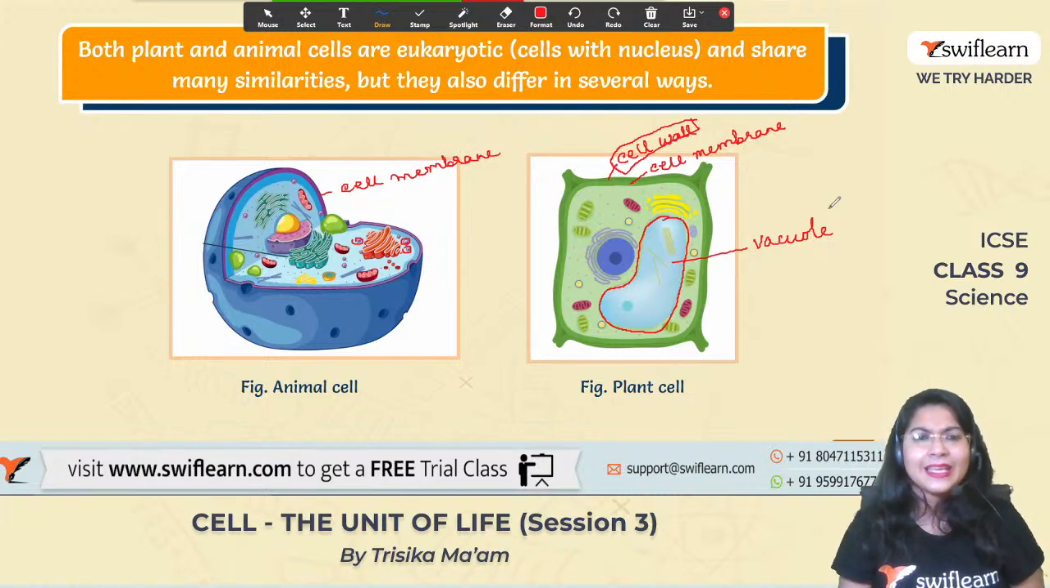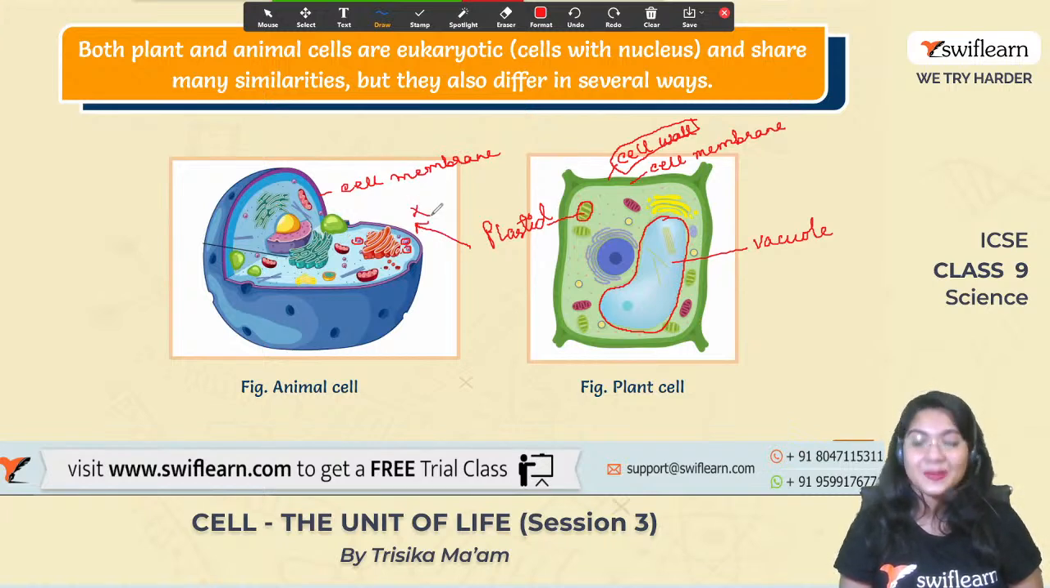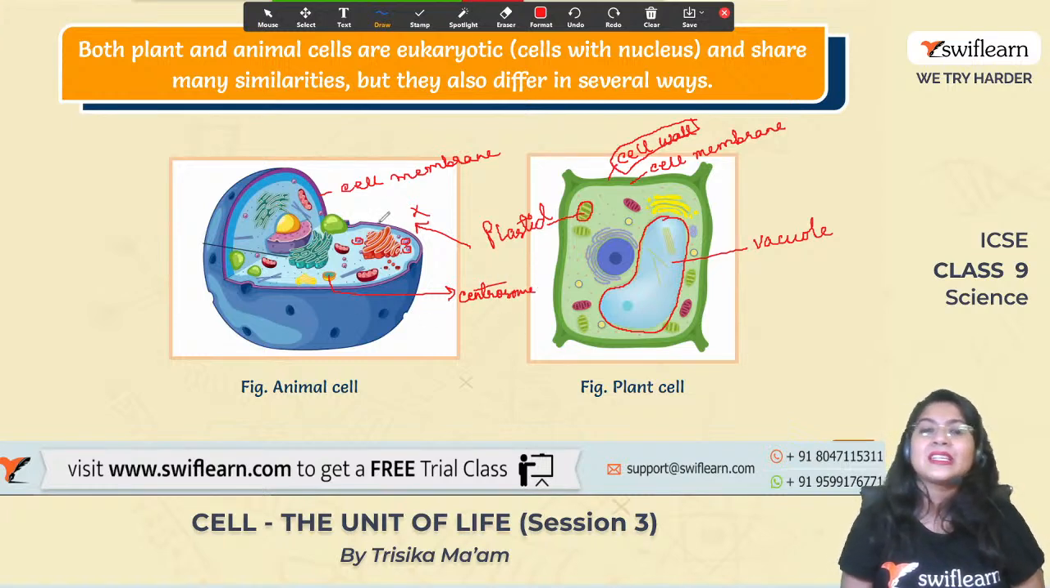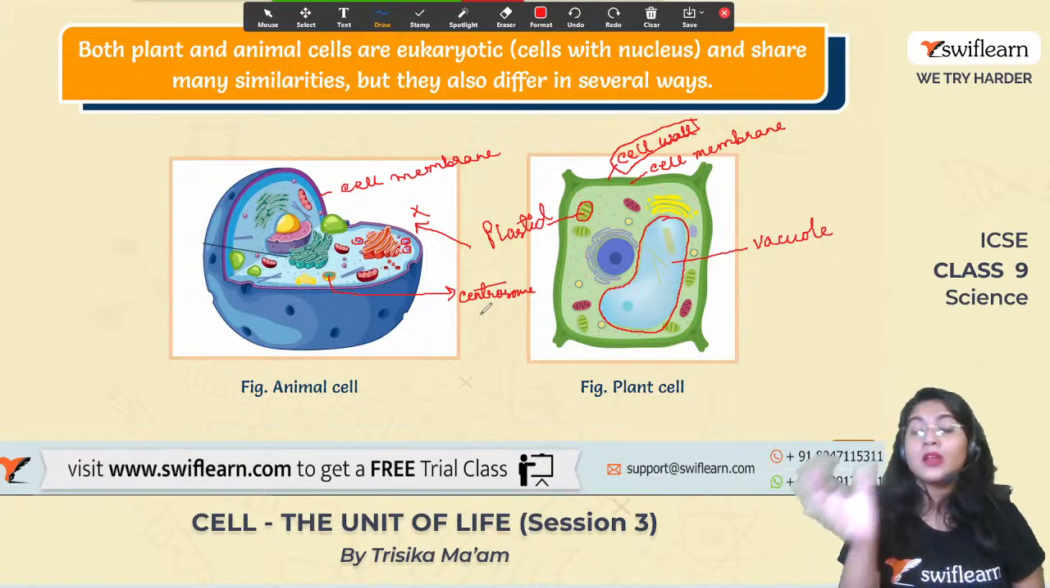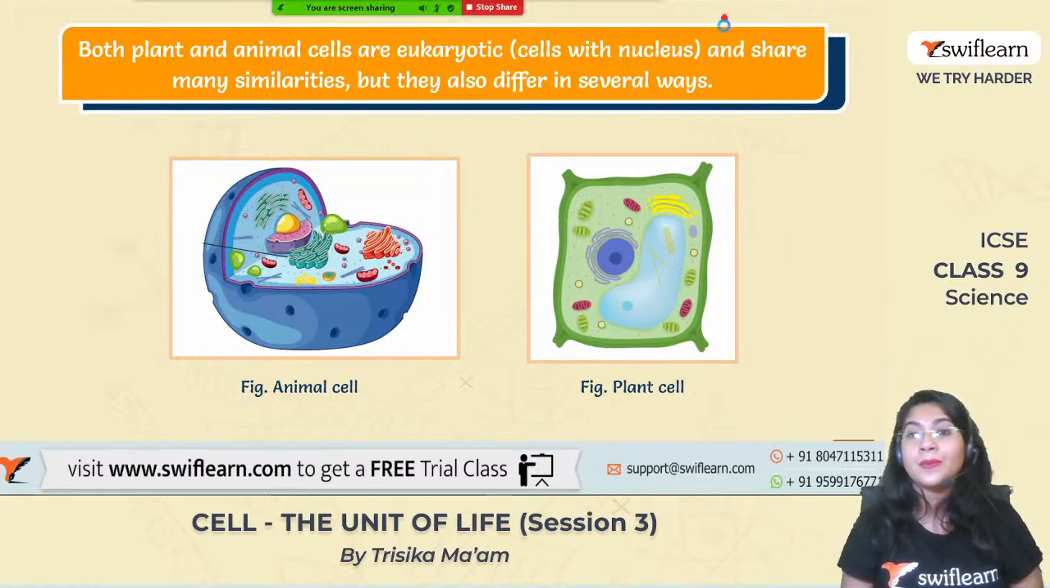Hannah, anything else can you see over here? The plastid, can you see the green colored structures? These are the different plastids, mainly the chloroplast. This chloroplast is present in the case of the plant cell, but it is not at all present in the case of the animal cell, right? Okay. Anything else? The centrosome. I can find the centrosome which is present in the animal cell, but it is not present in the plant cell. So these are basically the different things which are present in one cell and absent in another cell, right? These are the basic differences between the plant cell and animal cell.